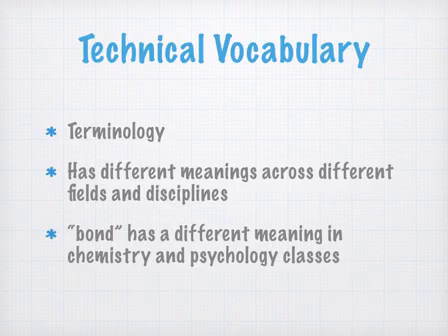Technical vocabulary, however, is also known as terminology. These are the words that have different meanings across different fields and disciplines. So, for example, bond has a different meaning in chemistry, where you're talking about the bonds between electrons, the bonds between elements, and in a psychology class, where you'll be talking about the bond that a mother has with a child, or that a child has with a certain toy. So they're both intangible. They're not talking about actual physical things, but they do have different meanings in different subjects.